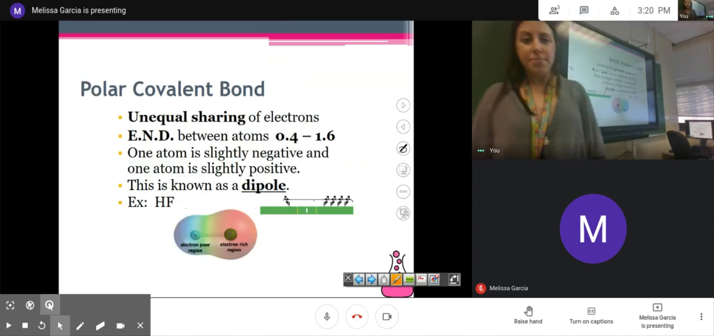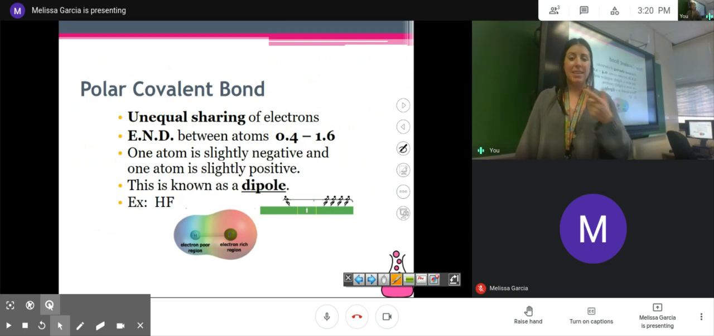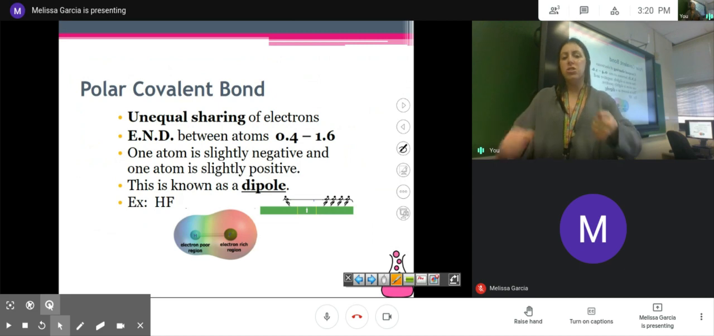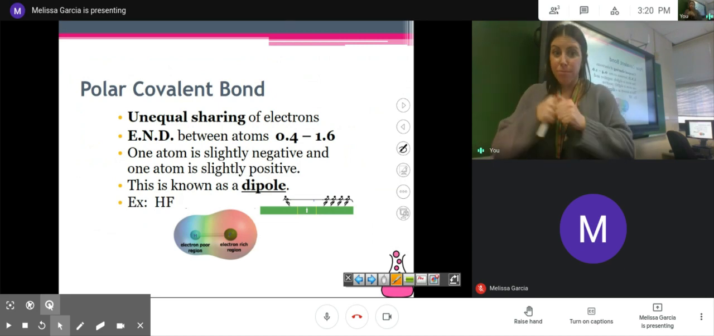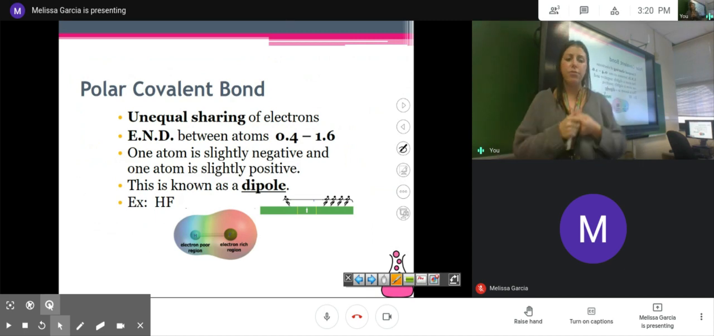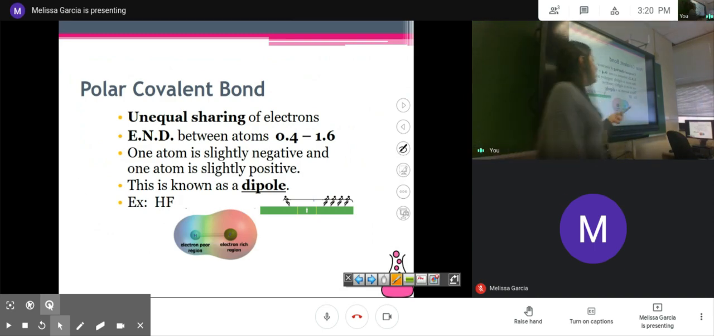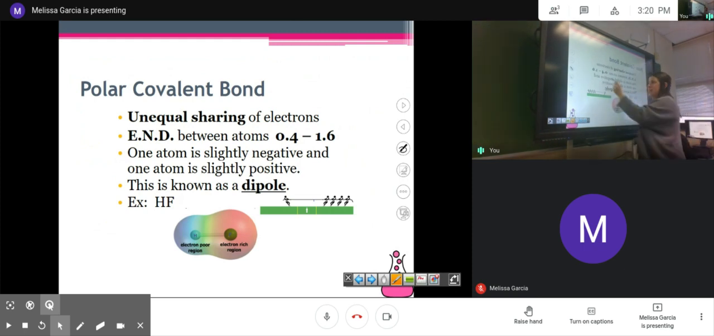A polar covalent bond is going to happen when we have unequal sharing. One of the atoms is going to be much stronger than the other atom in the bond, and it's going to attract electrons much closer to itself. So it's going to pull that rope in the tug of war way closer to itself than to its opponent. We have this polar covalent bond happening when my electronegativity difference is between 0.4 and 1.6. So for example, if I'm looking at HF, okay, that's a molecule or an atom of H bonded to an atom of F.